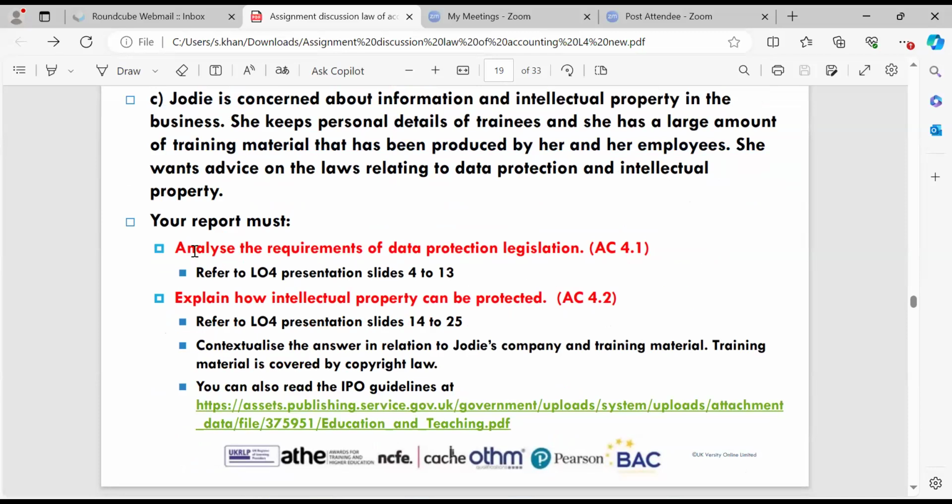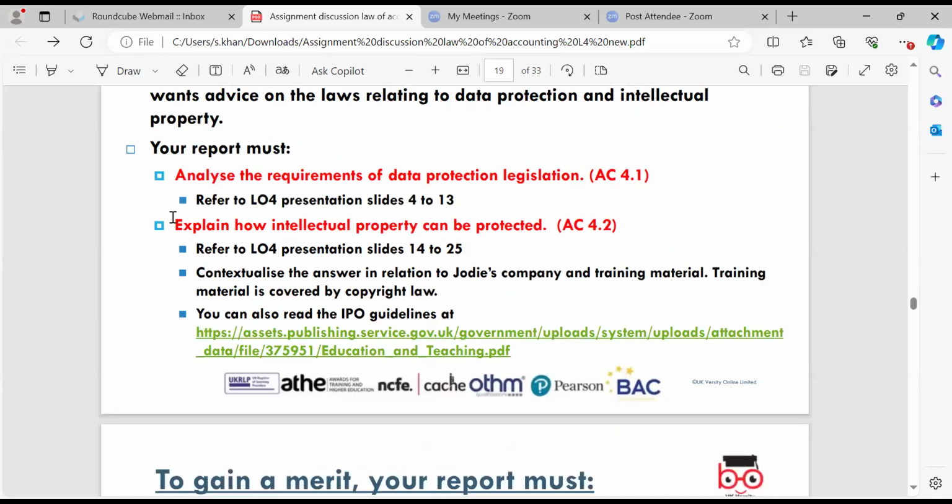So for part C, for the pass, you need to analyze the requirements of data protection, 4.1. Here you need to refer to learning outcome 4 and the presentation slides for page 4 to 13 to answer that part of it. You need to make sure these are headings, the ones in red that I've put. And then the second part of that report, you need to look at 4.2, which is to explain how intellectual property can be protected. You would refer to learning outcome 4, slides 14 to 25.